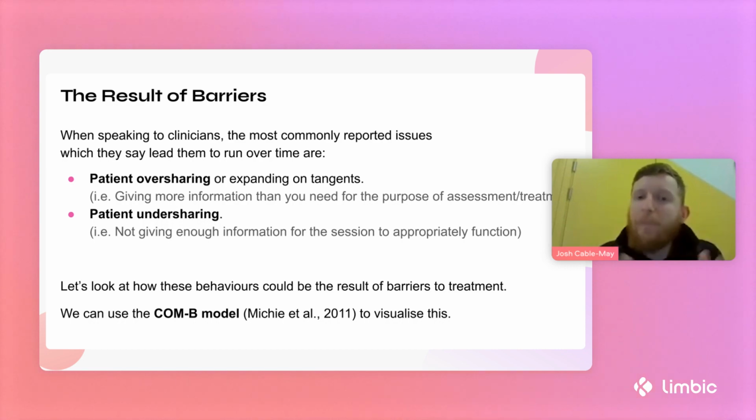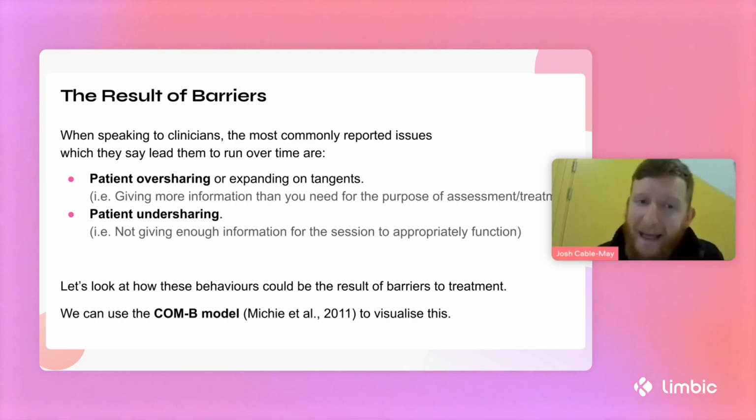So with that model in mind, and if you are more interested in that, please do have a look at the articles in the reference list, and I really recommend you do. We can then start to look at what's going on. We can start to look at this oversharing and this undersharing and break it down into why it might be happening. So here are some examples.